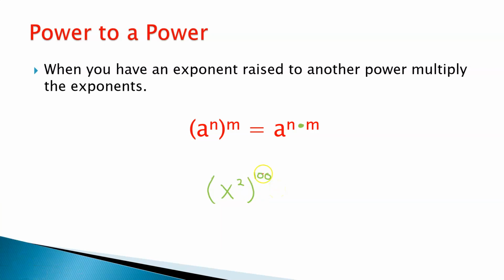So the shortcut is, whenever you have a power being raised to another power, we're simply going to multiply those. So what would this be? X to the 2nd, all of that to the 100. 2 times 100 gives us 200. That would be x to the 200th power.